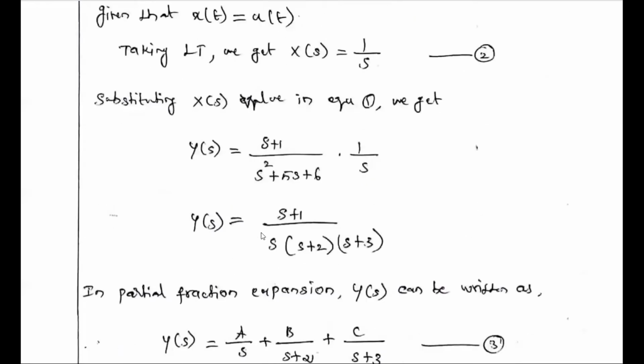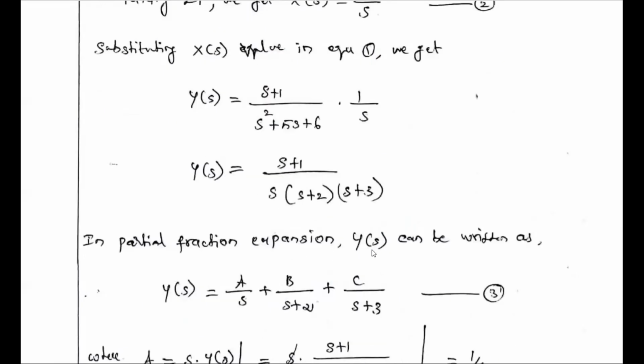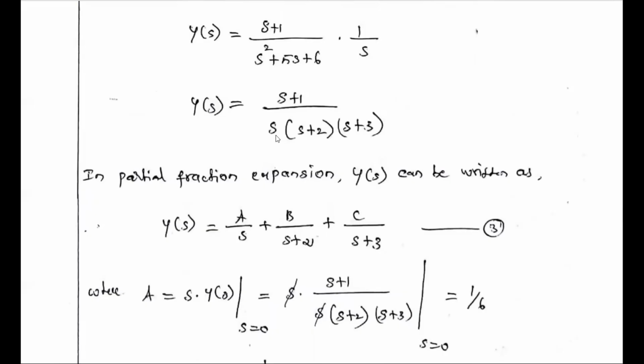So we got Y of s equal to (s plus 1) by (s squared plus 5s plus 6) into 1 divided by s. Here we can write it as (s plus 1) by s into, and this second order equation we have to factorize. Okay, so how to factorize this term? (s plus 2)(s plus 3). Now you see in the denominator of this Y of s, there are 3 roots. Okay, so what is our aim? Our aim is to find the small y of t, that is the step response.